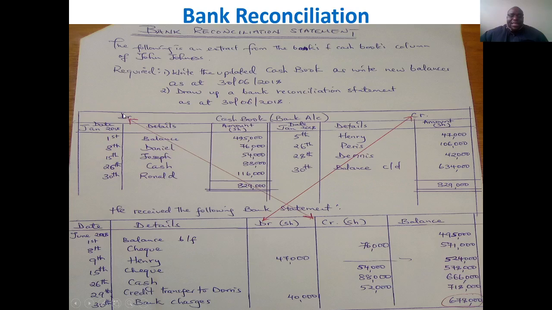So, the DR side of the bank account cash book should reflect the same amounts on the credit column of the bank statement. And the transactions recorded on the CR side of the bank account of the cash book should be the same as those recorded on the DR side. We further look at the problem.